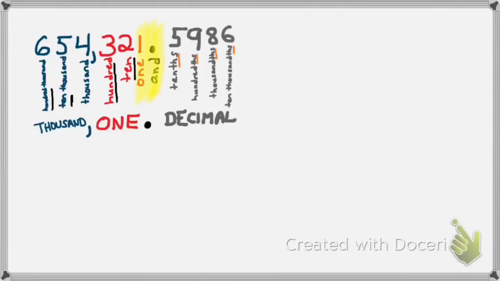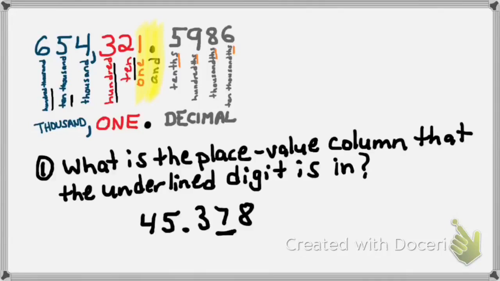So let's take a look at example number 1. Example number 1 says, what is the place value column that the underlined digit is in? And I see this number, 45.378. The 7 is underlined. I need to know the place value column for that number. So how do I tackle this?